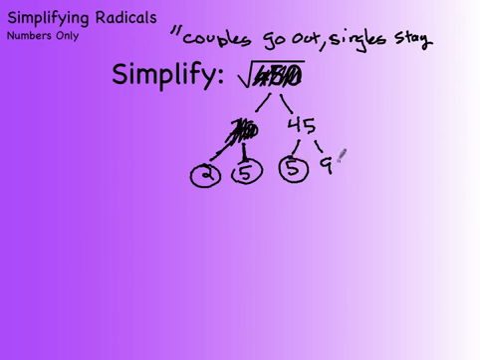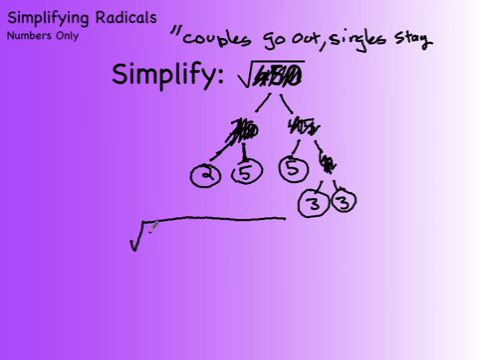5's prime, but 9 isn't, so we're going to keep going. We're going to get 3 and 3. We already used that, and 3's are primes. So we're going to rewrite this whole problem as 2 times 3 times 3 times 5 times 5. And again, we're looking for perfect squares we can pull out. And that's where this little phrase of couples go out and singles stay comes in handy, because we have a couple of 3's here. Well, what's 3 times 3? That's 9. So we're going to be able to pull out this group of 3 here.